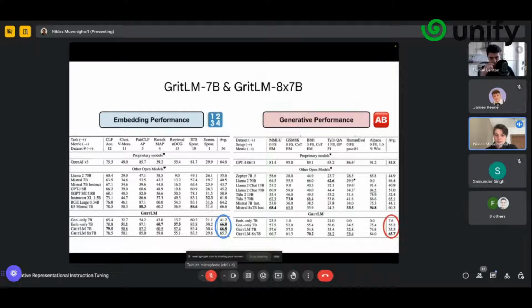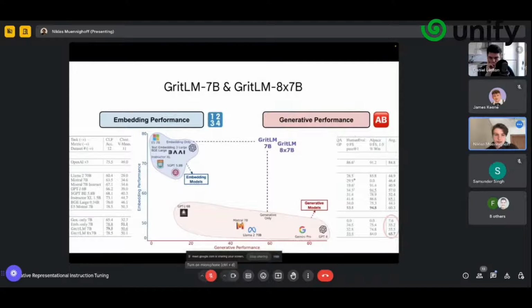So GRITLM shows that we can combine both of those in one, and a better way to represent this is essentially this plot where we plot the embedding performance on the y-axis and the generative performance on the x-axis. And GRITLM is the only model really that can handle both at really good performance, whereas prior models, we cluster them here in embedding models and generative models, and you can't really use them for the other one at good performance.